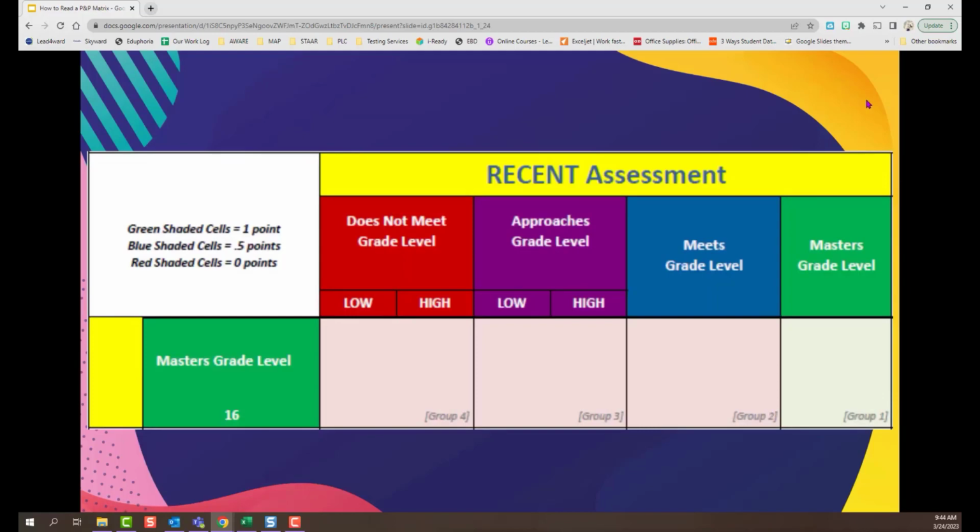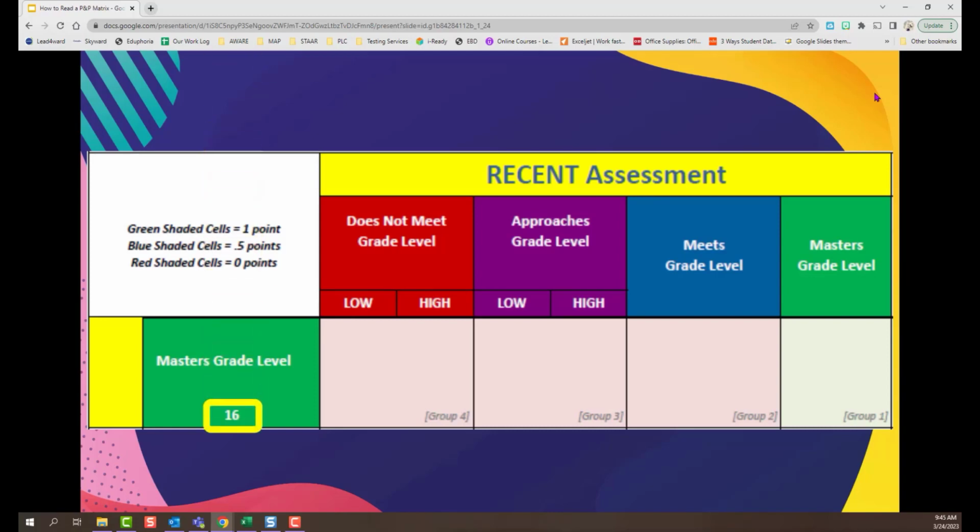Okay, so let's get down to the nitty-gritty and what it means for each box. I'll go through a couple of examples. I won't go through every box, but I just want you to get comfortable reading the matrix. It's very similar to a coordinate plane in mathematics, so it's very important to always start at the bottom. So I'm starting with my students who were masters grade level last year.